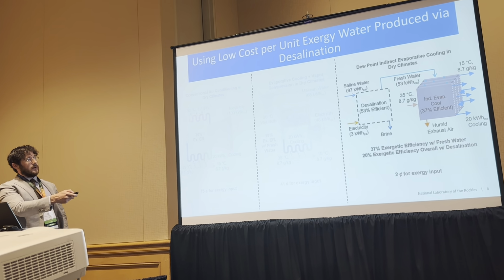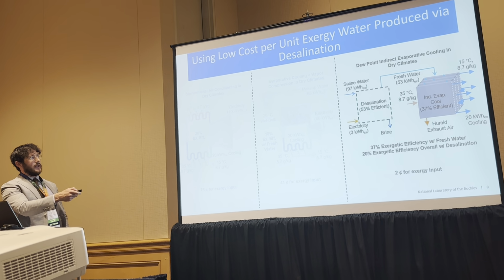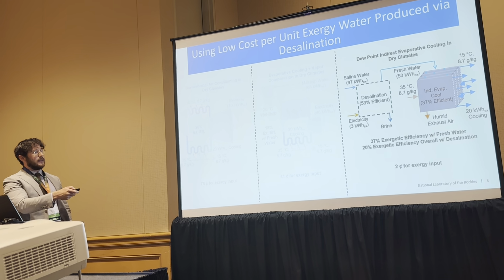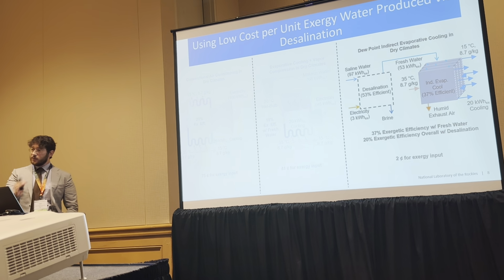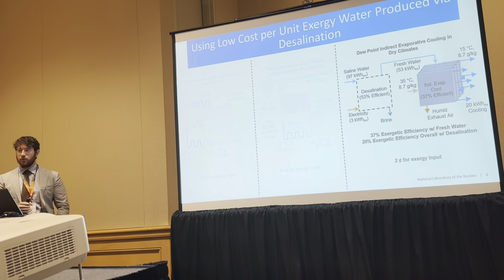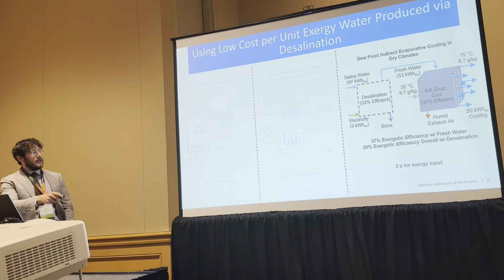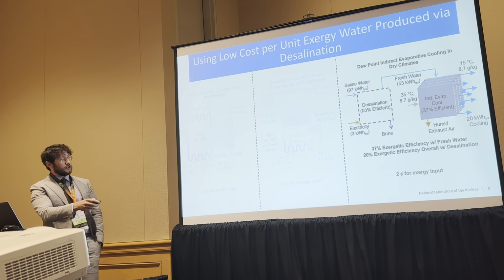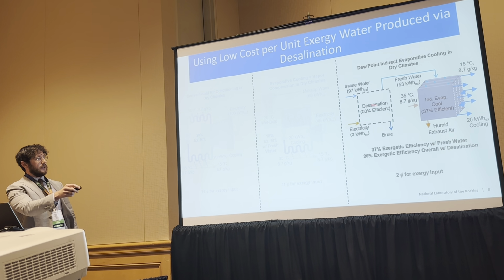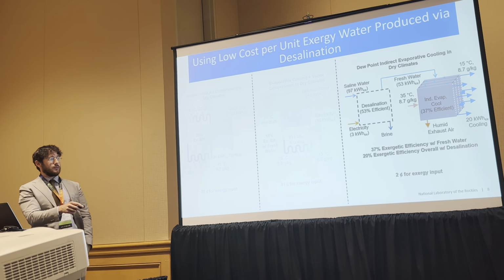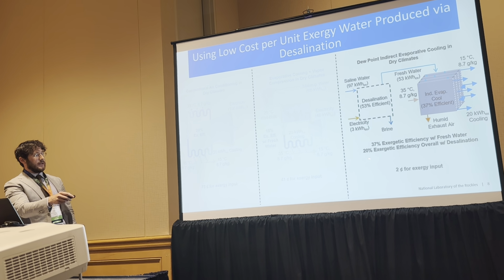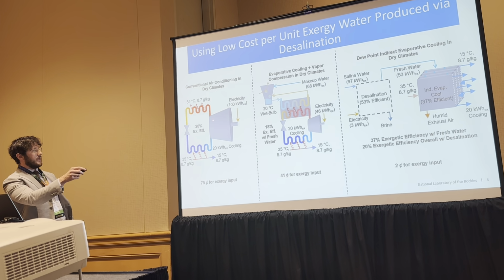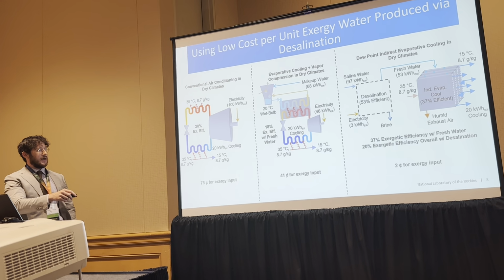And we use that desalination to produce some fresh water, and then we use that fresh water in an indirect evaporative cooler, as opposed to that simple wet bulb evaporative cooler that I showed in the previous system. And this system here is actually pretty efficient. So when you include both the desalination system and the indirect evaporative cooler, it would have a 20% exergetic efficiency. So that's the same as the vapor compression system by itself.